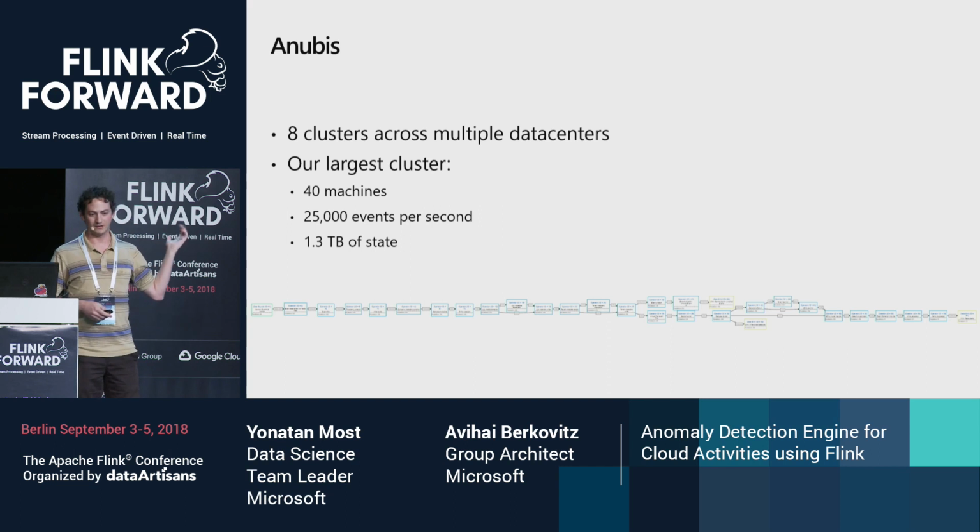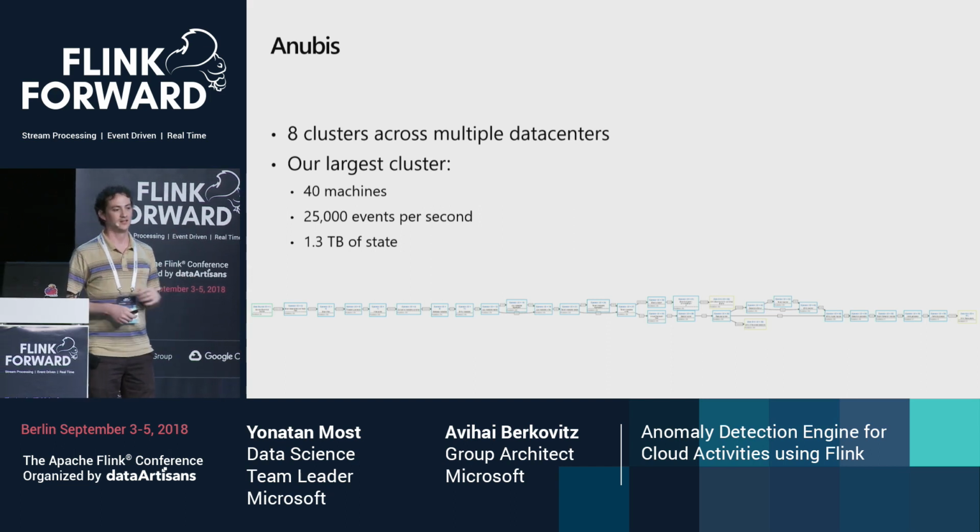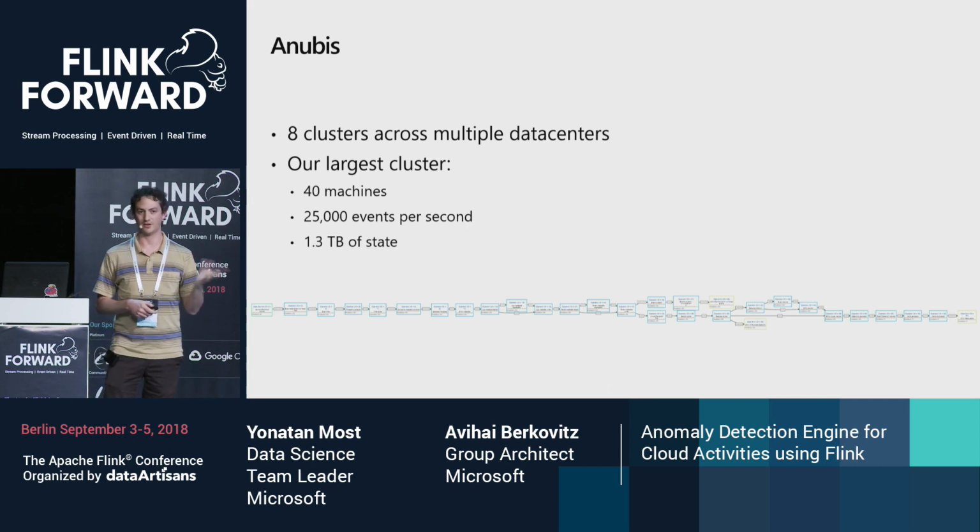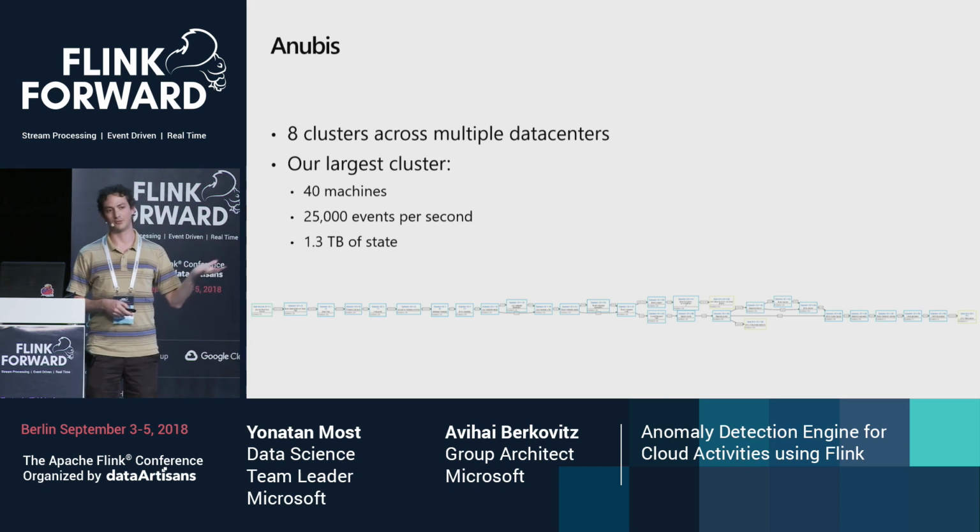Anubis is currently running in production in 8 clusters in multiple data centers. Each cluster has just a single instance of the job processing the data of all the tenants in that data center. Our largest cluster at the moment contains 40 machines and processes 25,000 events per second, holding about 1.3 terabytes of state.